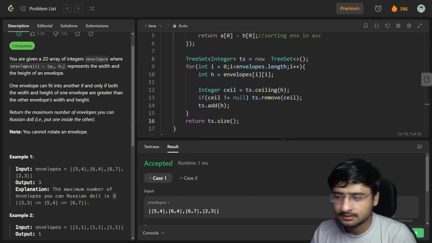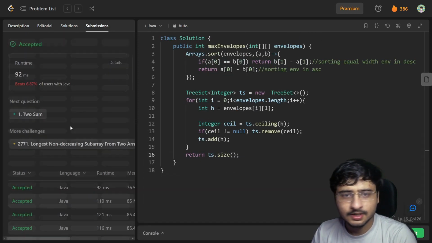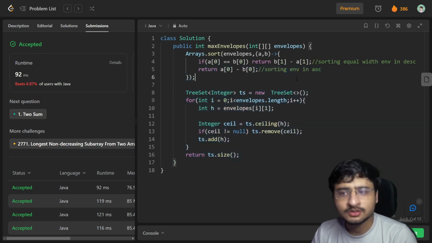Let us accept this. Let's try to submit this problem itself. Yes, it is getting passed. So this is the solution for this problem of Russian doll envelopes.